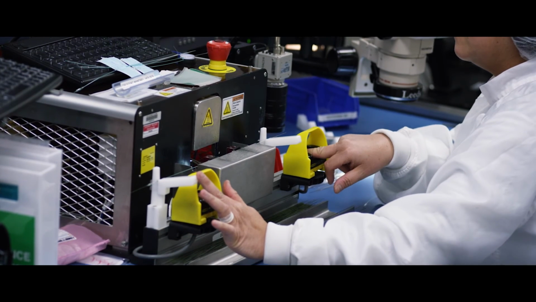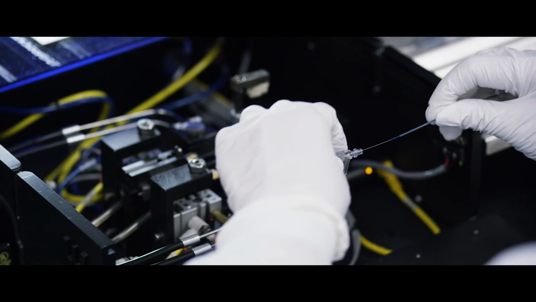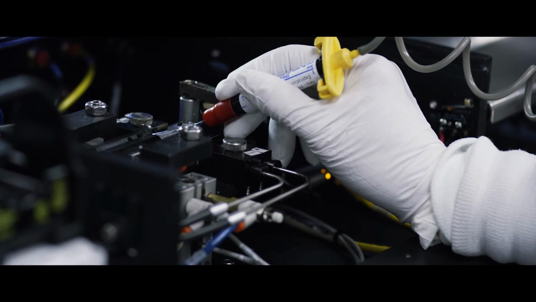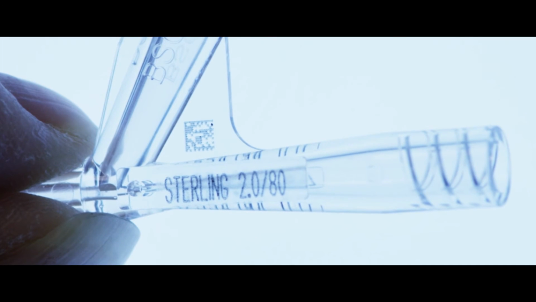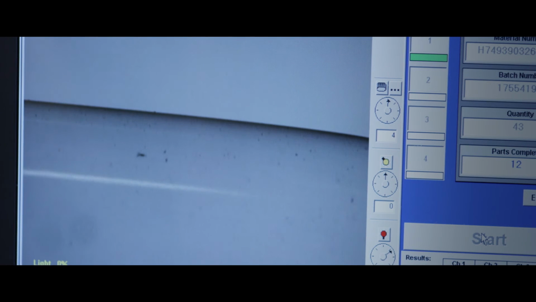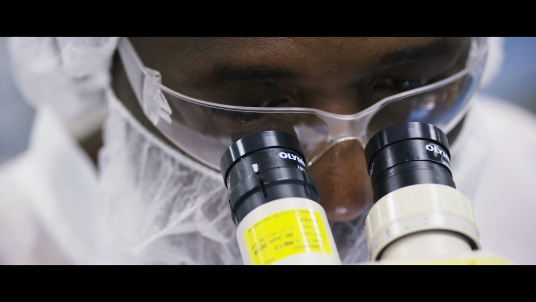Although machines are used throughout our production line, there's still an art to balloon making. Skilled operators ensure each balloon is assembled correctly with the highest quality and in the most efficient way. Over 200 features and characteristics of each balloon are inspected and tested throughout the entire production process. Multiple leak tests, dimensional checks, and visual inspections. We hold our balloons to a higher standard.